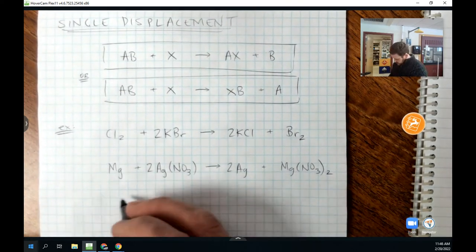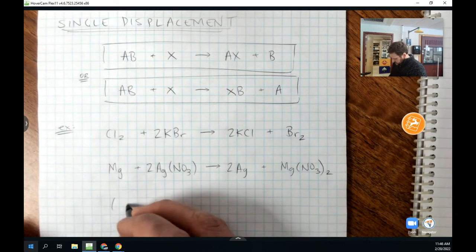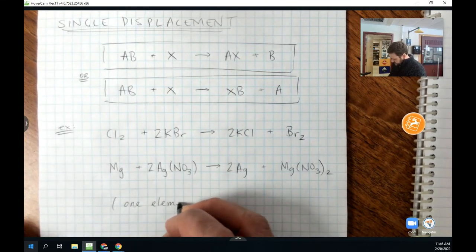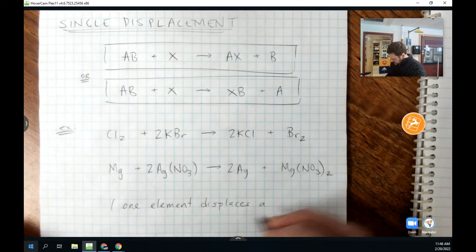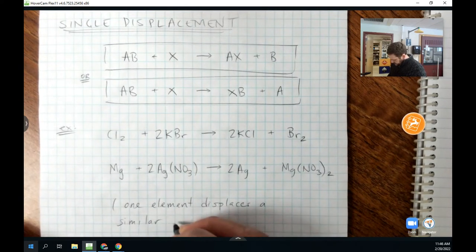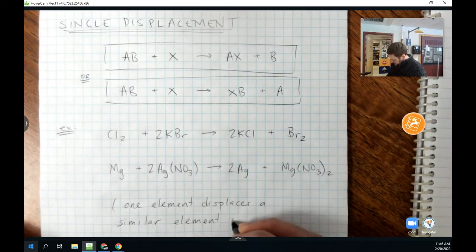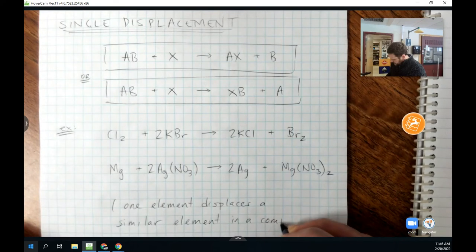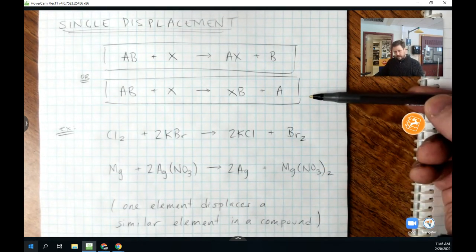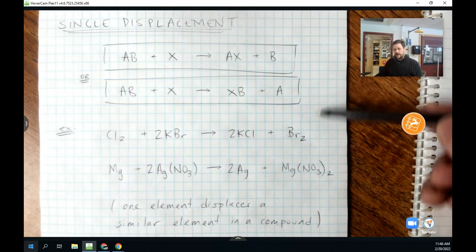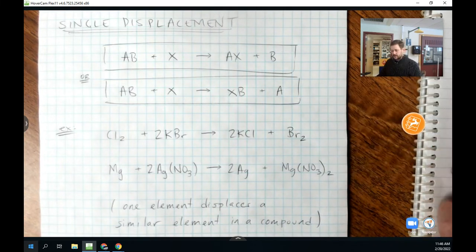So how can we articulate this in a sentence? It's really one element displaces a similar element in a compound. And that is how we'll think of single displacement reactions. One element displaces a similar element in a compound. And you can see the skeleton of, or the general form of the reaction kind of hiding in here in these specific examples.